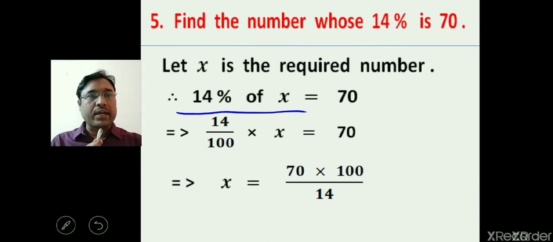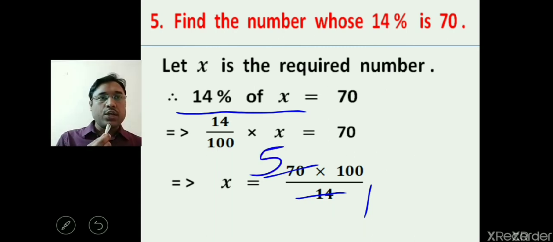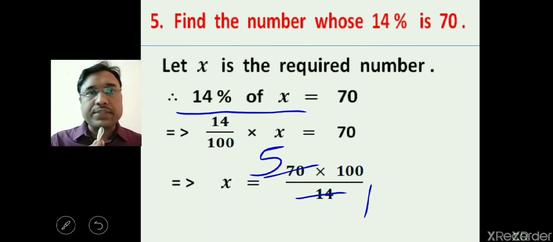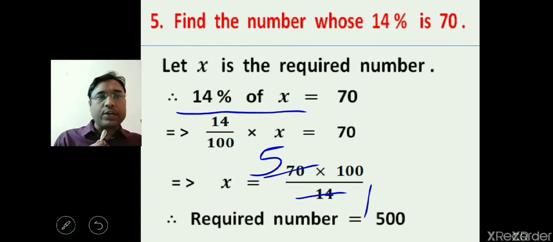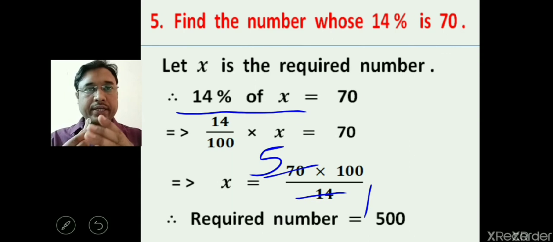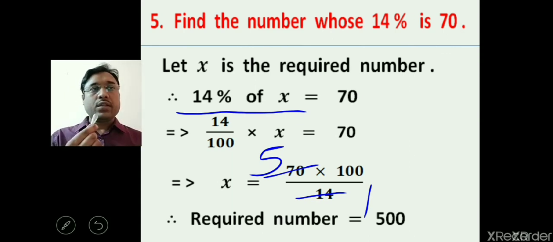Now you can cut that 14 into 1 time and this 14 into 5 times. 14 5s are, that means you can write 14 into 5, 70. Okay, so now 5 into 100 you will get that required number is 500. The required number is 500, that you can write. Okay, the number whose 14% is 70, that number is 500.